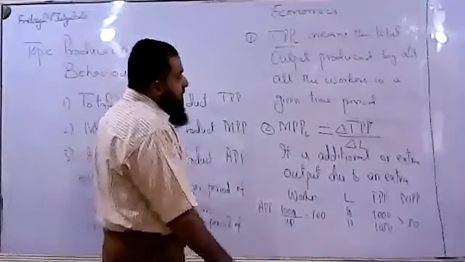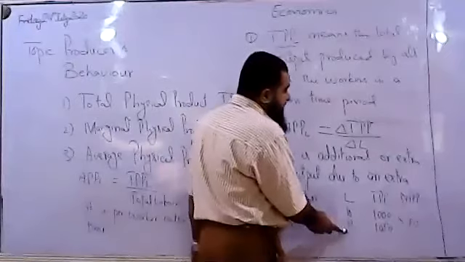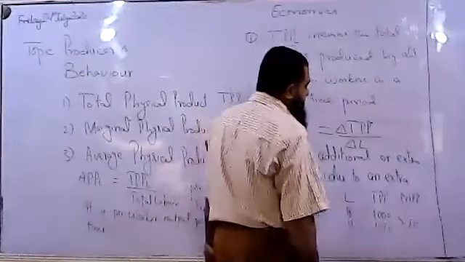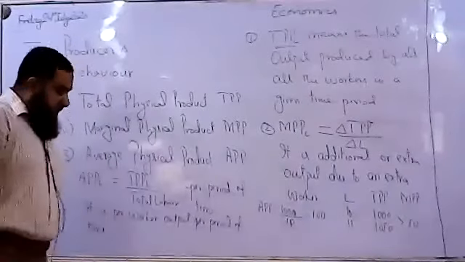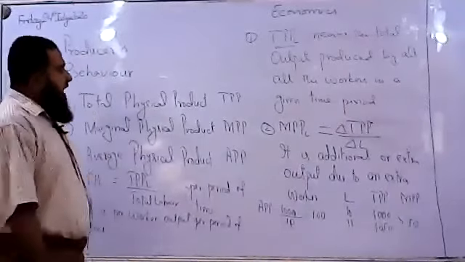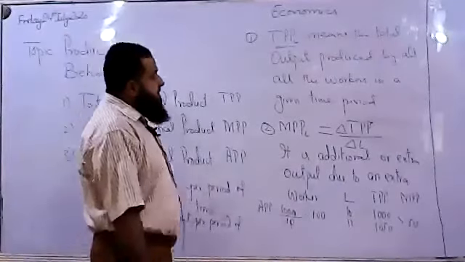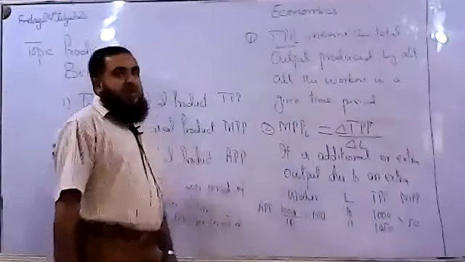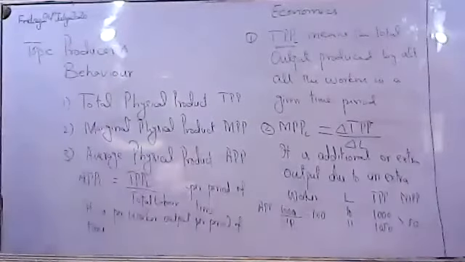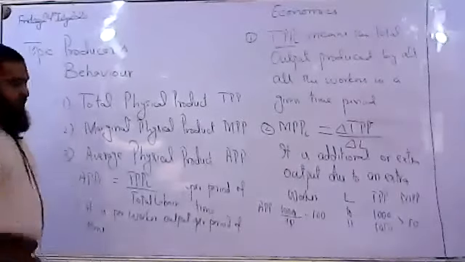Right now these 11 workers have produced 1050 units of output. So if we divide 1050 by 11, that will give us the productivity of each worker when 11 workers are employed. It shows the per worker output in a given time period. So it also shows the productivity of labor.